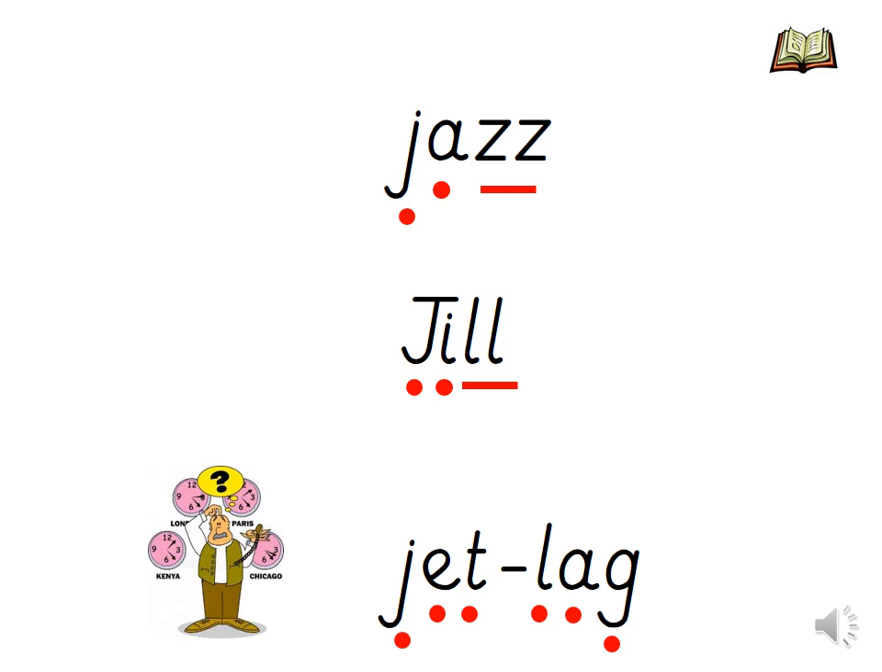The last word is a polysyllabic word. There are two syllables in this word. Let's read the first part of the word and blend it, and then we'll sound out the rest and blend that.